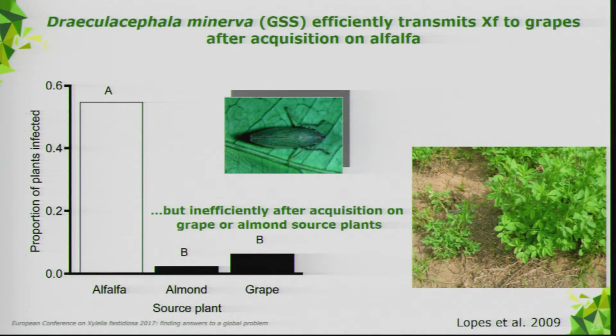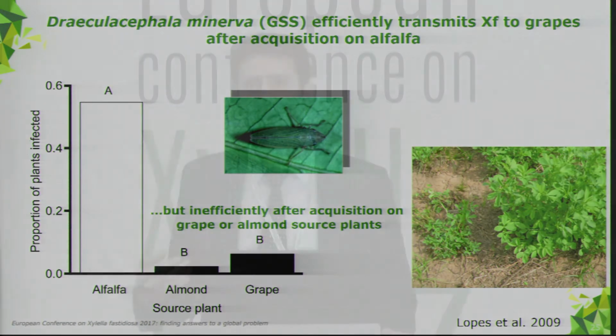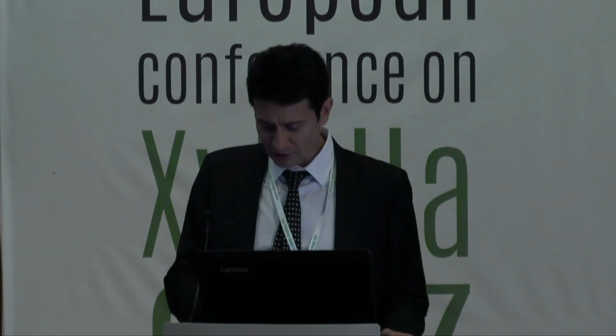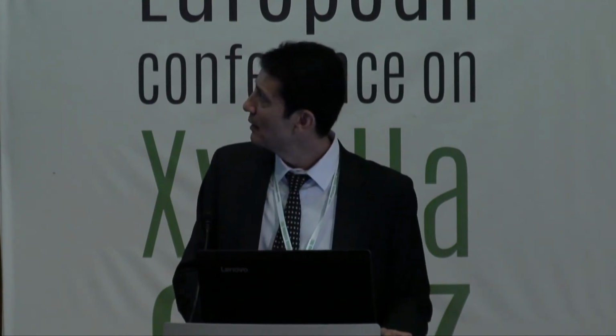I did a sabbatical at Rodrigo's lab, and we did some transmission experiments that explained a bit this type of primary spread. For example, if you use alfalfa as a source plant, the green sharpshooter effectively acquires and transmits it to grape. But transmission is not efficient if you have acquisition on grape or almond. So secondary spread is more difficult in that situation because the green sharpshooter does not like almonds and grapes.